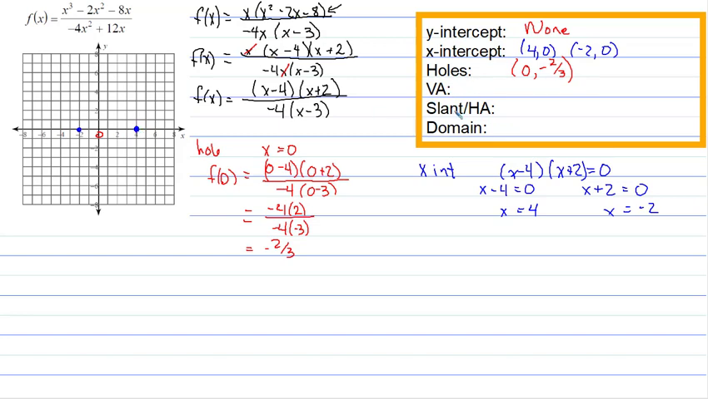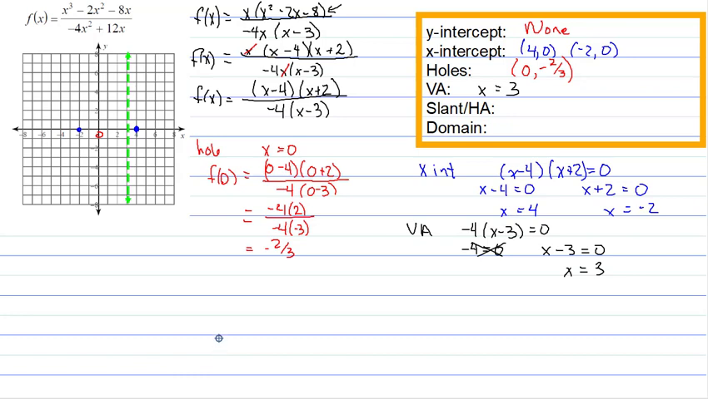My vertical asymptotes are the ones where my denominator is equal to 0. So I'm going to set negative 4 times x minus 3 equal to 0. Negative 4 equals 0 can never happen. x minus 3 equals 0 happens when x is equal to 3. So I have one vertical asymptote, and that's going to be at 3.